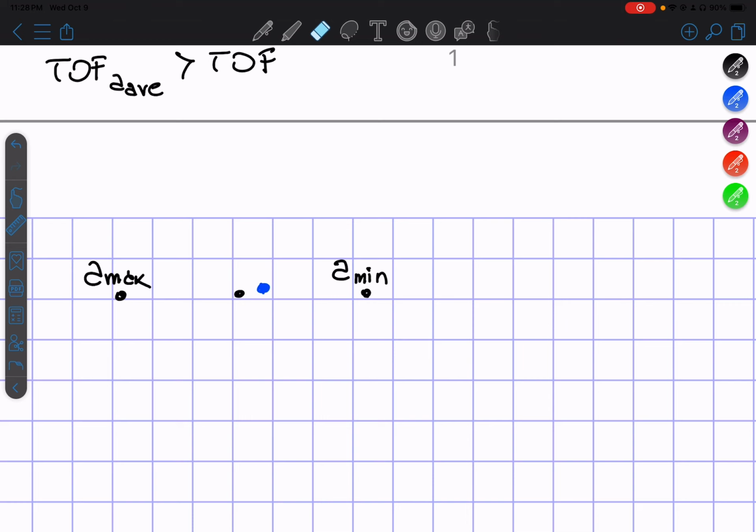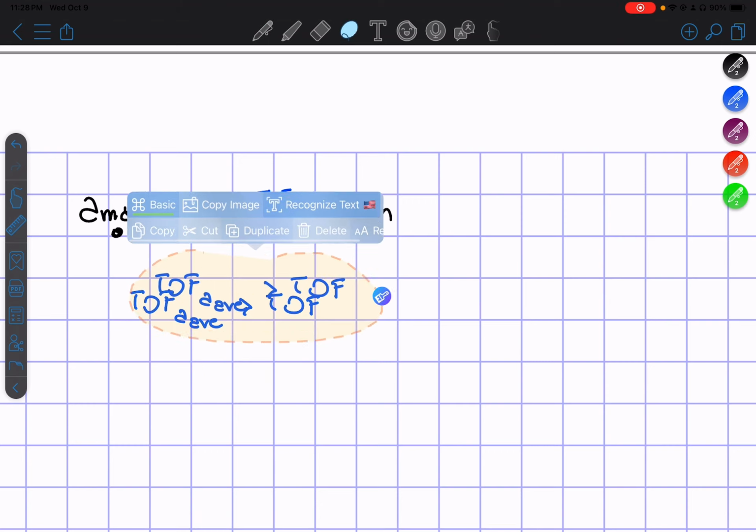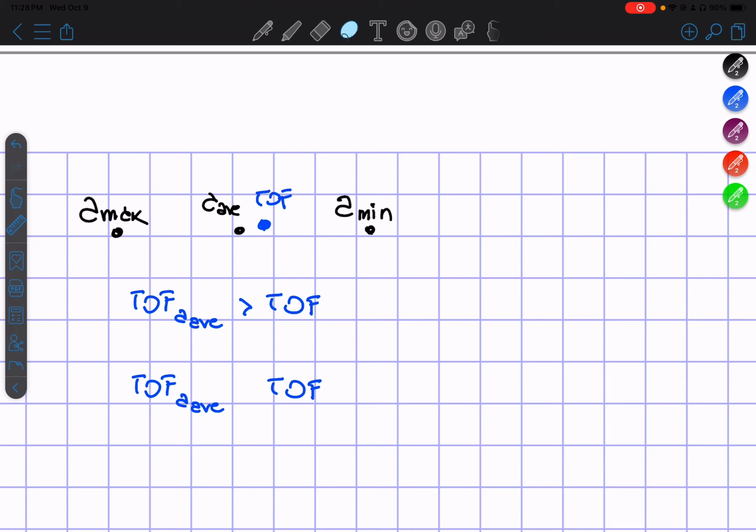Now, of course, I'm not saying that a average is going to be on this side, but we need to just have it on this side. And then we find out again, is the time of flight at our new a average less than the time of flight, or is it greater than the time of flight? And then we do it again.